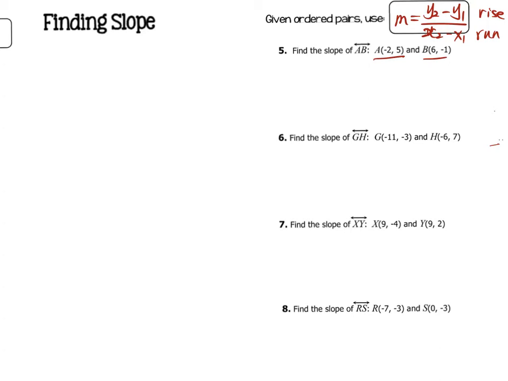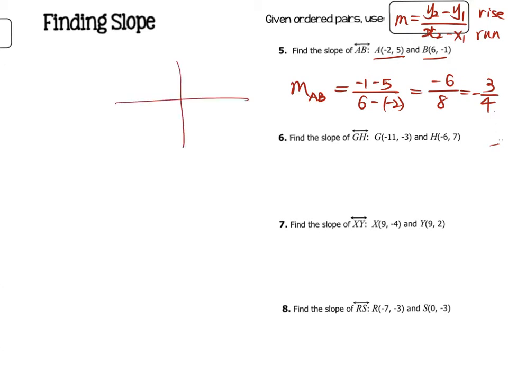So let's look at this. We're asked to find the slope of AB. Therefore, the slope for AB, MAB, is -1 minus 5 over 6 minus 2. So I should have -6 on top, 8 at the bottom. My slope is -3/4. So we know that this is a negative, therefore it looks something like this. I'm not graphing it precisely, but that's the idea. Okay.